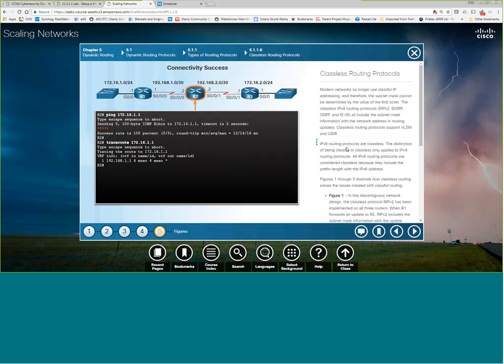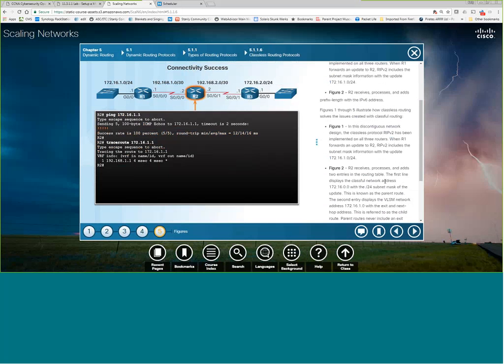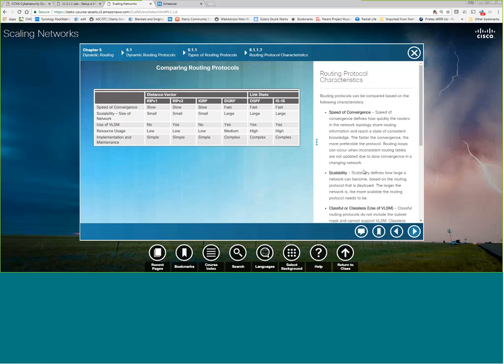RIP v2, EIGRP, OSPF, and IS-IS are all classless routing protocols. RIP v1 and IGRP are classful. BGP, by the way, is also classless. Any questions on this? You can see how that causes problems. No questions? None. All right. So here's just a quick comparison chart.